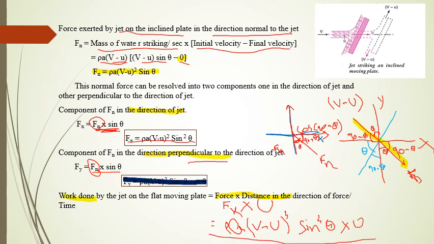for an inclined moving plate. W equal to rho A into (V minus U) whole square sin square theta into U.